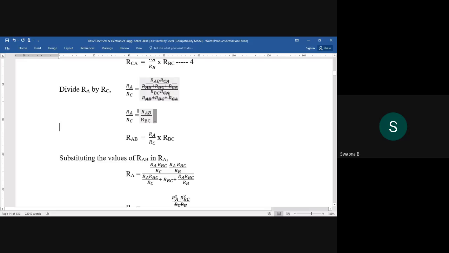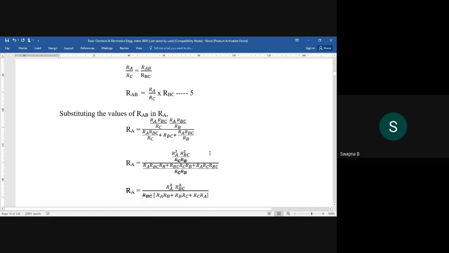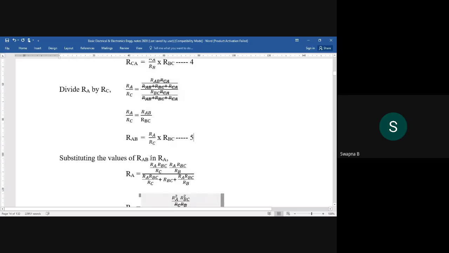So these two denominators get cancelled. Rca and Rca get cancelled. Finally, we will get Ra by Rc is equal to Rab by Rbc. I need Rab value. Rab is equal to Ra by Rc into Rbc. This divided term goes to that side, means it goes to product. Ra by Rc into Rbc. Mark this equation as 5. Okay. Now substitute equation 4 and 5 in 1.